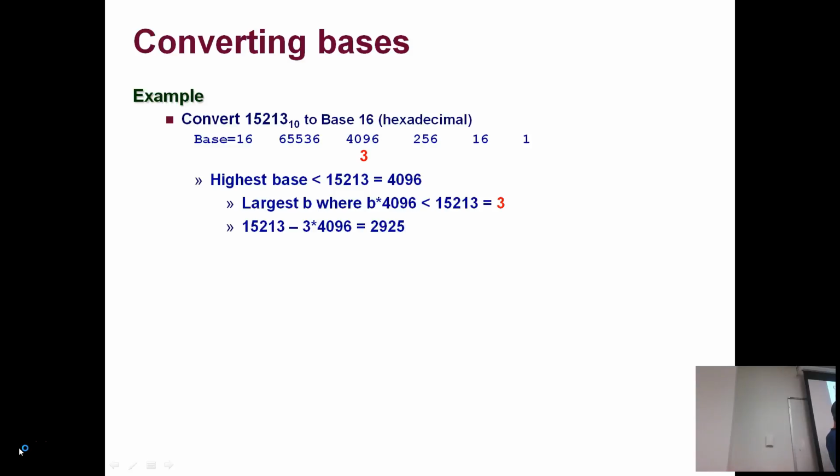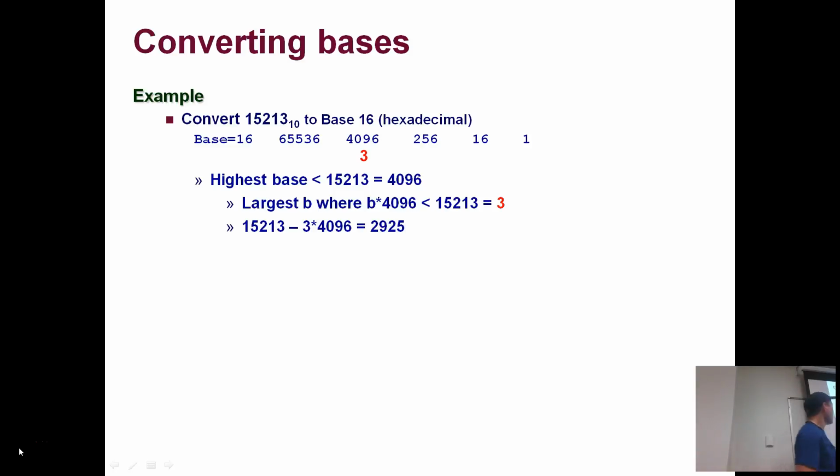So what you can do is fill in 3 at that position. And then you take your original number, n, and subtract off 3 times 4,096, because you already took that away by putting that 3 there. So this is what's left over. When you get this left over, it's 2,925. Okay? So then you repeat.